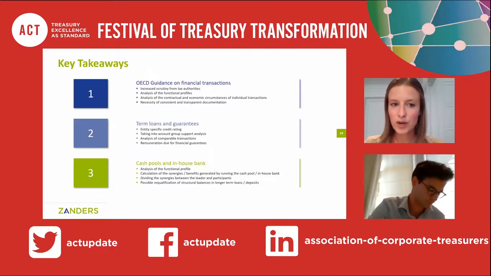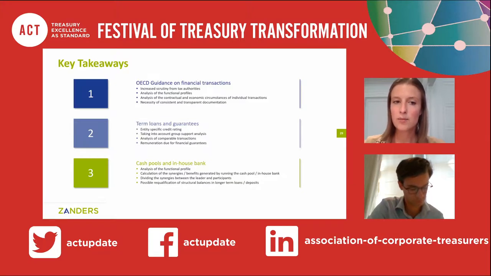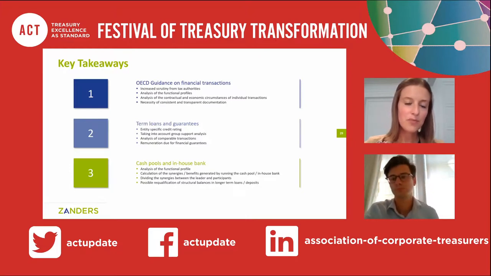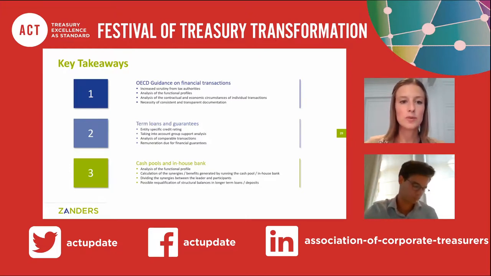So taking that into account, there's really a necessity for a consistent and clear documentation to limit also the burden on the treasury side and on the TP side. Because do keep in mind that these tax audits come 3 years later, and if it's not all consistent and well documented, it can take a lot of time to reassemble how you came up with certain rates 3 years later. So the second one then on term loans and guarantees.